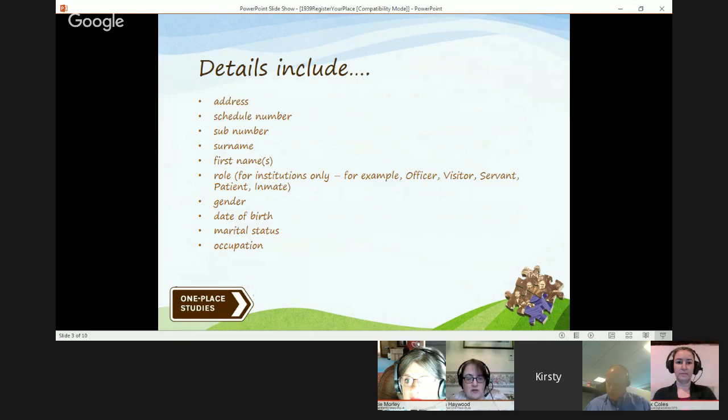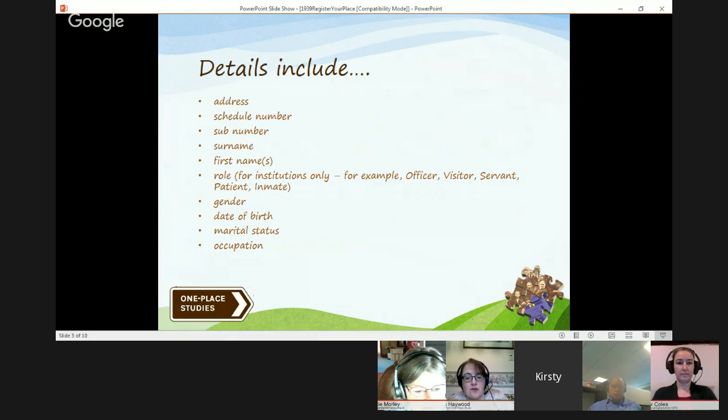The details for the 1939 register include quite a lot of things. It was designed to capture the whereabouts of the civilian population, as I mentioned, on that specific date of the 29th of September. It includes the address, a schedule number, a sub number, the surname of the person that's actually in the register, first name or first names, a role, particularly an occupation, and sometimes that had more information. For the institutions, as I've put in there, there's officers, visitors, servants and things like that. The gender of the person, their date of birth, maybe the right one, maybe not. Their marital status, maybe the right one, maybe not. And also, as I mentioned, the occupation.